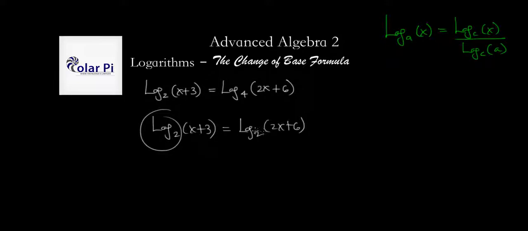Because obviously log base 2 is equal to log base 2. That's one reason we could just set this equal to that. Another reason we can just set this equal to this is because logs are one-to-one functions.